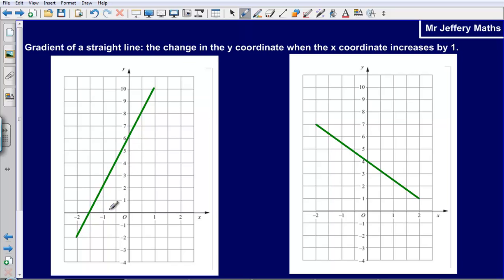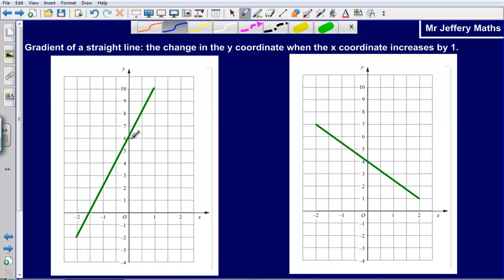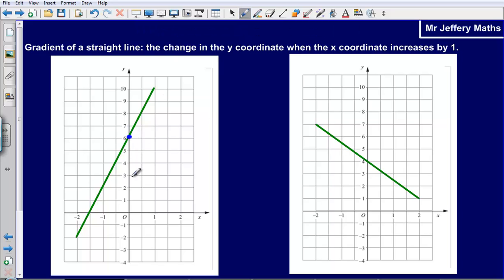So here I've got a graph drawn on this grid, and say I want to find the gradient. Well, I've defined that as the change in the y coordinate when the x coordinate increases by 1. So let's take this coordinate here, and say that coordinate there is 0, 6. Now if I go from 0, 6 along to where 1 is on the x-axis, that's going to give me the coordinate 1, 10.